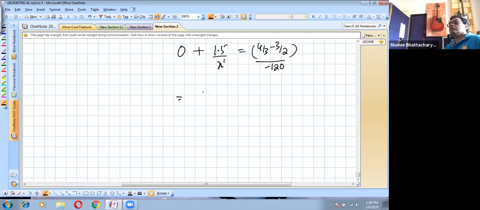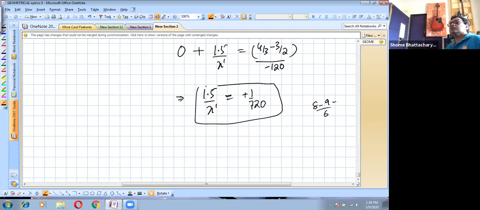Or we have 1.5 upon x prime is equal to, this will become 4 by 3 minus 3 by 2, which is minus 1 by 6, is it? So plus 1 by 720. This is what we're getting here.